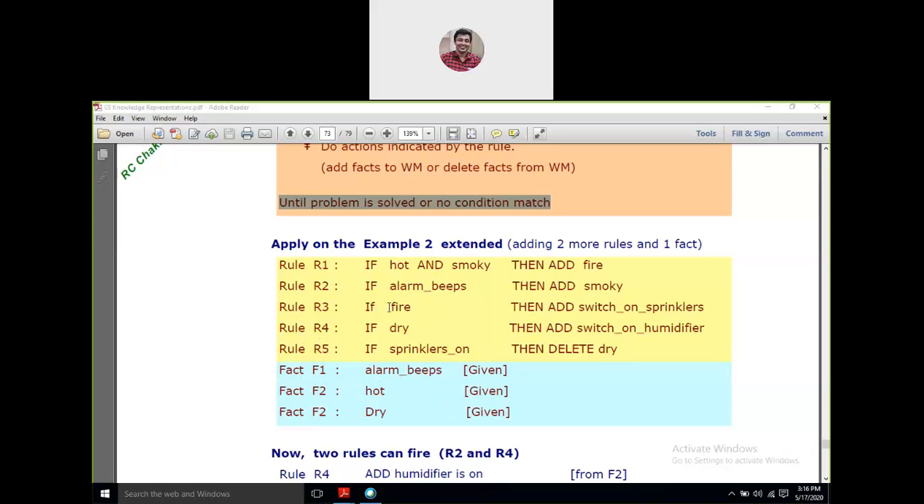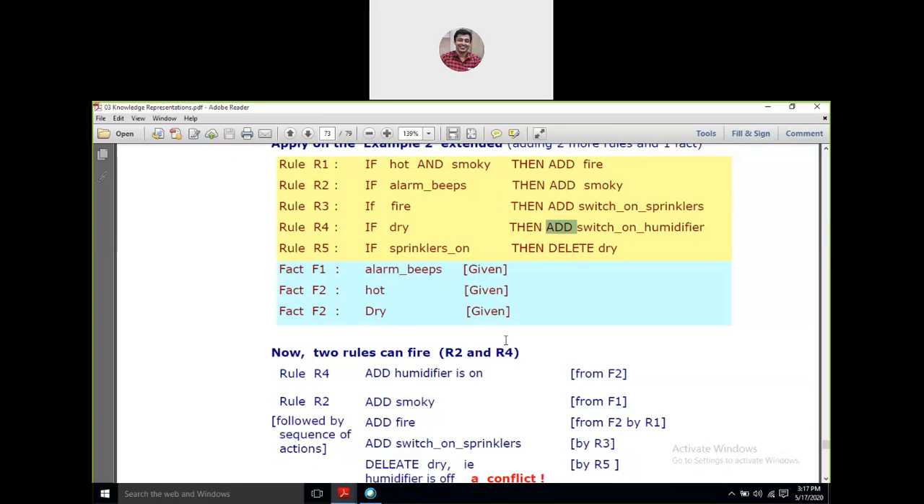If it is fire, then switch on the sprinklers. If it is dry, then switch on the humidifier. If the sprinklers are on, then delete dry, right? That means not on all occasions do I have to keep adding information to the working memory. There can be certain situations where you can even delete information from the working memory. So let us see how these things are done.